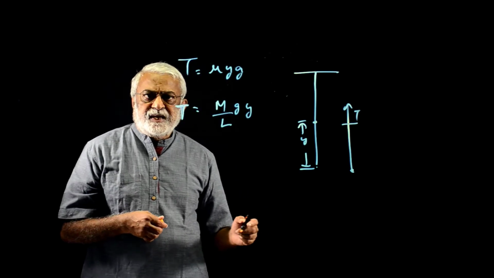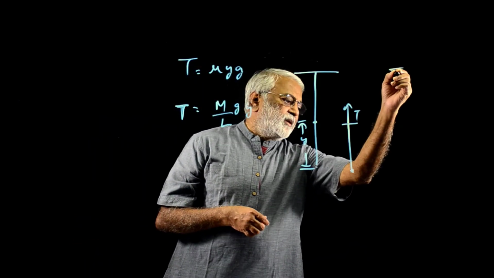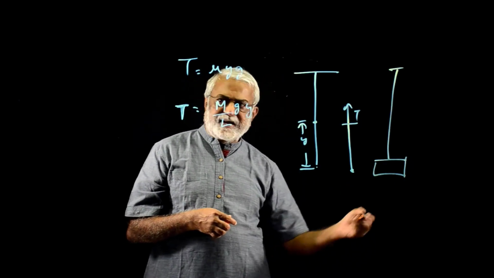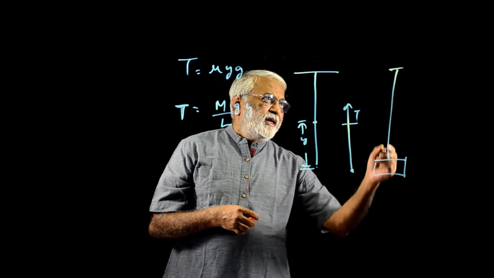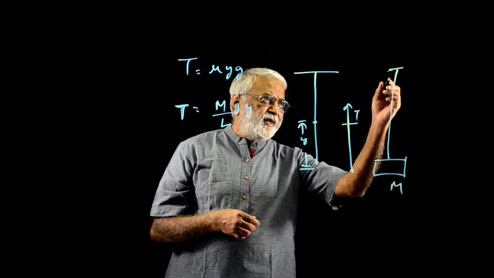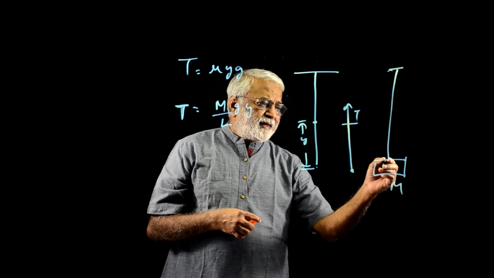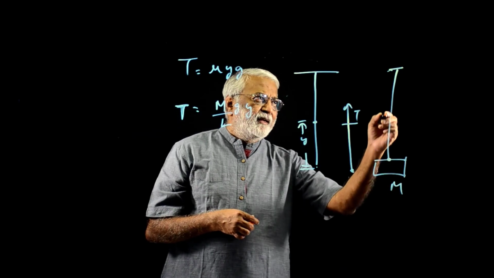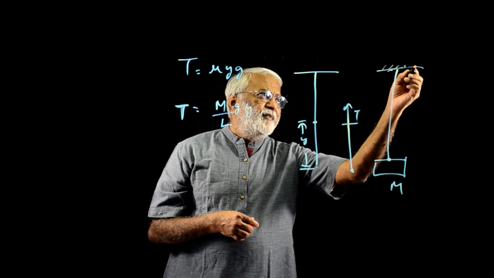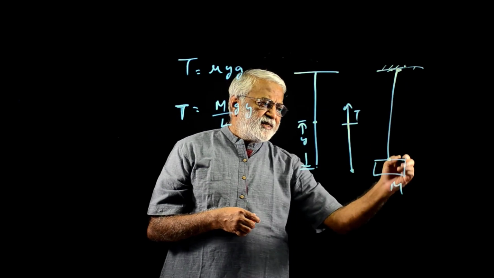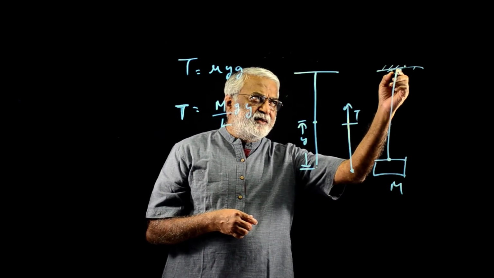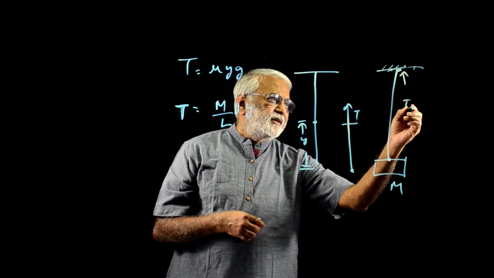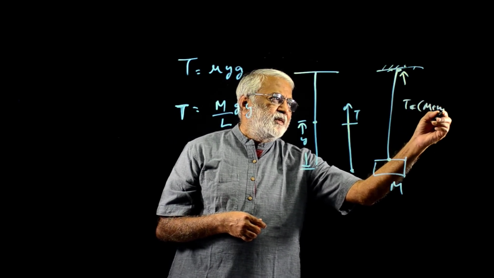Now suppose we hang a large weight at the lower end here, and this m is very large compared to the mass of the rope. The tension at the lower end would be mg, because that will be supporting the weight of the block here, and the tension at the upper end will be the entire weight of the rope plus the block that must be supported here. So T equals m plus small m, into small g.